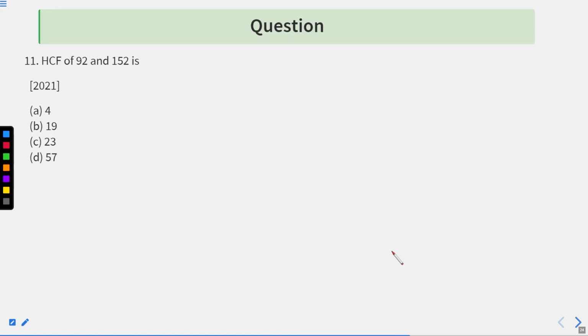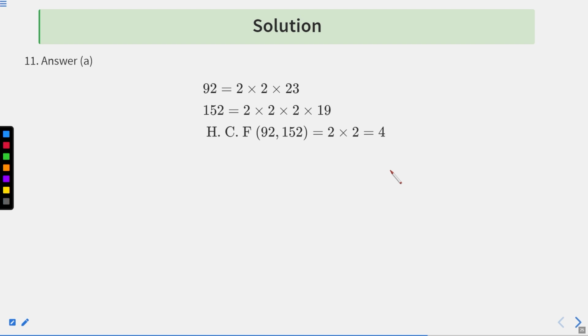Now let us move to question number 11. In question number 11, we have to find the HCF of 92 and 152. We need to find the HCF of these two numbers, so here we will use the prime factorization method. First we factorize 92 as a product of its prime factors. 92 can be written as 2 into 2 into 23, and 152 can be written as 2 into 2 into 2 into 19.